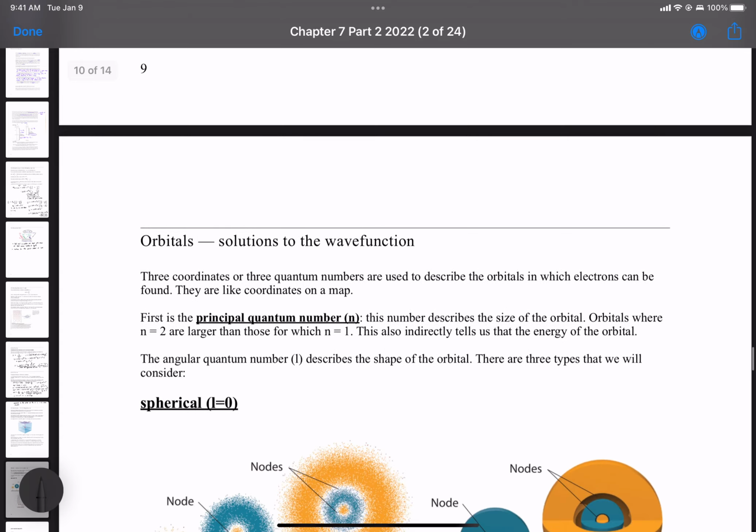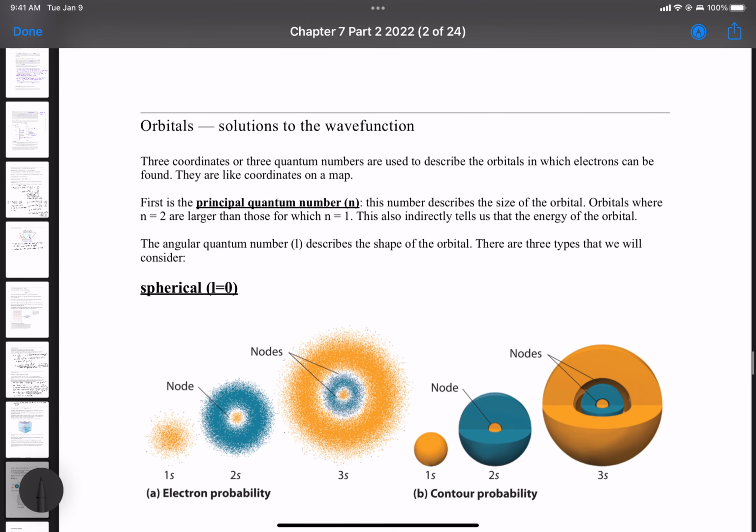Okay, so here are the orbitals. Three quantum numbers are used to describe the orbitals in which electrons can be found. They're like coordinates on a map, right? You have the x value, the y value, and the z value. So the first of our coordinates is the principal quantum number, n. This number describes the relative size of the orbital. Orbitals where n equals 2 are larger than those where n equals 1. So this tells us the energy of the orbital.